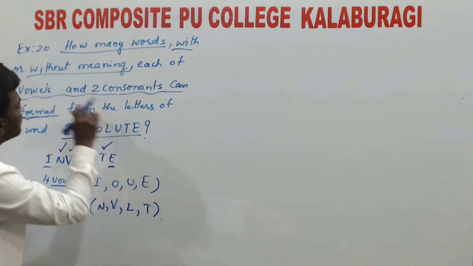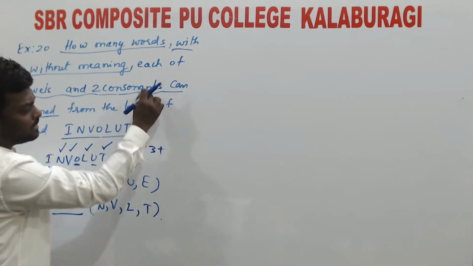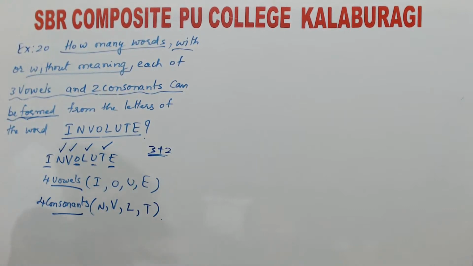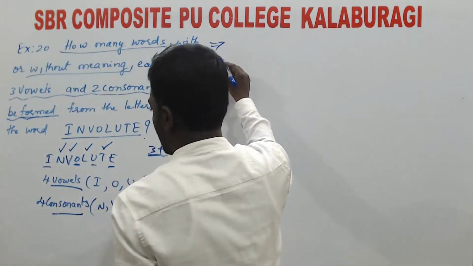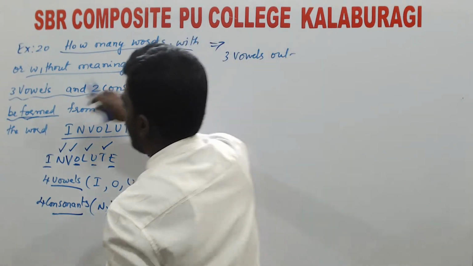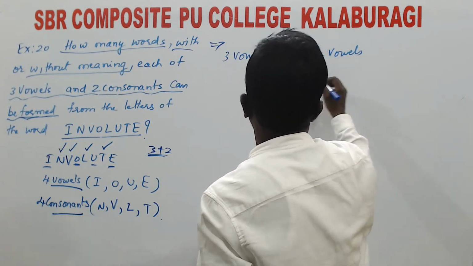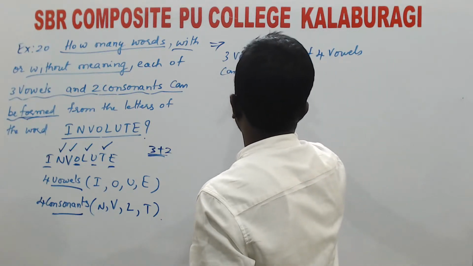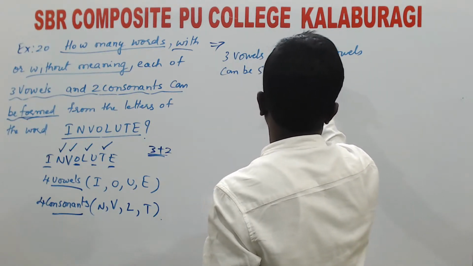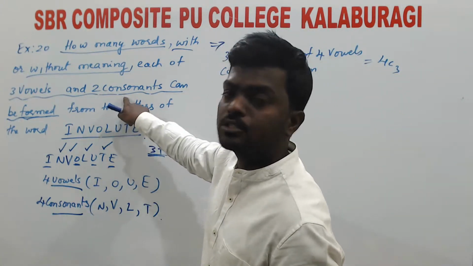Three vowel letters plus two consonant letters. So how many letters do you have to make? A five letter word with the condition that three must be vowels and two must be consonants. Is that clear? So now three vowels. We have to pick three vowels out of four vowels, which can be selected in how many ways? 4C3.